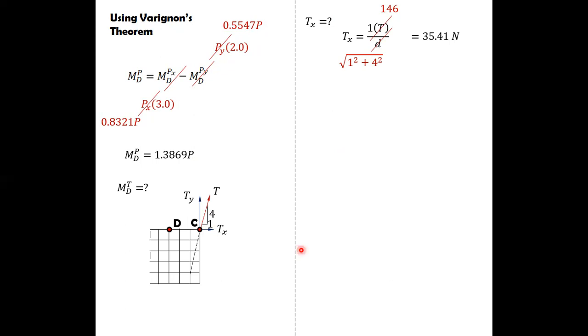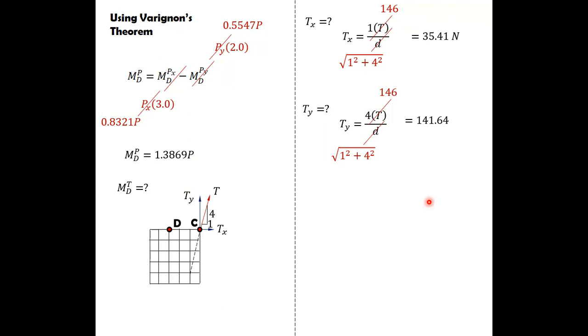And in computing the y component, that is again by using ratio and proportion. The vertical side of the slope, which is 4, times T, and then over D, which is the hypotenuse side of the slope. T is again 146, and D is the square root of 1 squared plus 4 squared. So this is equivalent to 141.64.